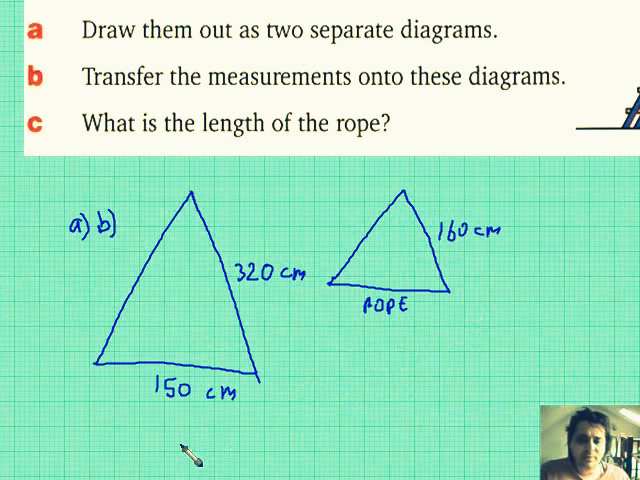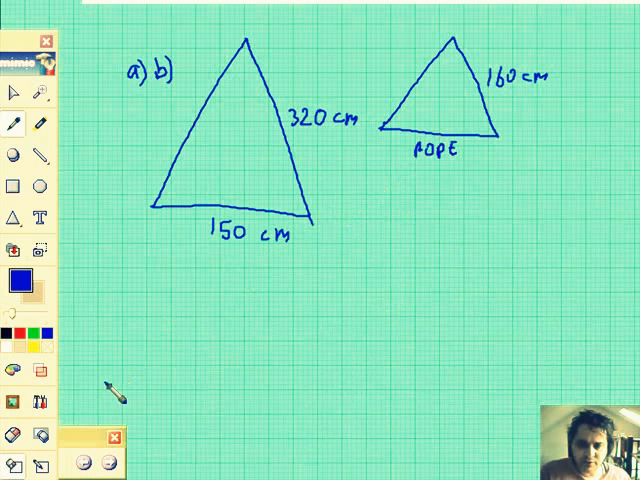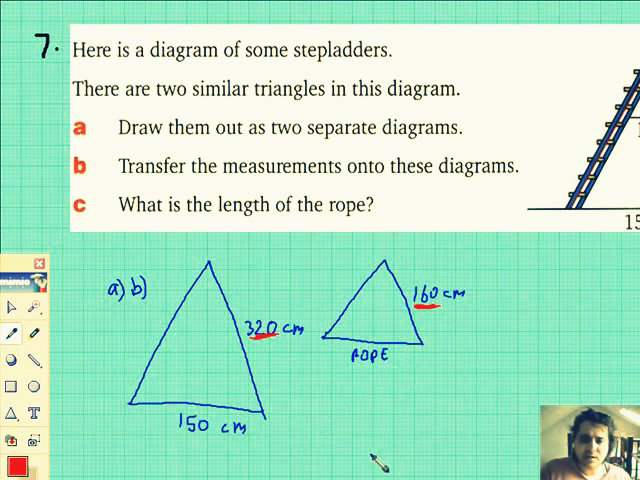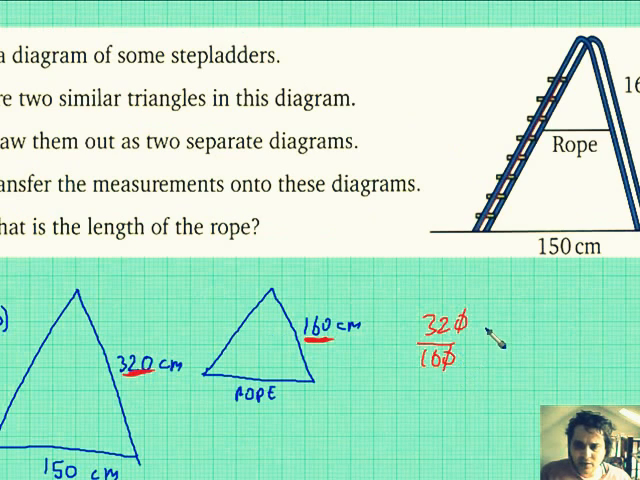What is the length of the rope? Well, my 320 links into the 160. They're the corresponding sides. So let's just work out the scale factor. I'm going 320 divided by 160, and I can lose that. I can see the 16 goes into 32 twice. So basically, the scale factor is 2.